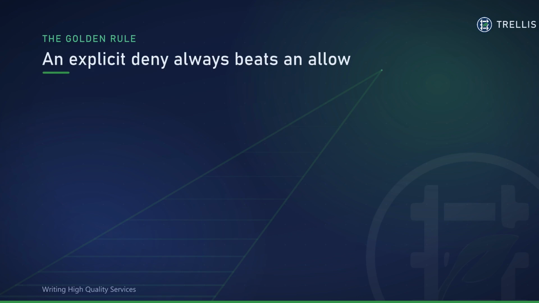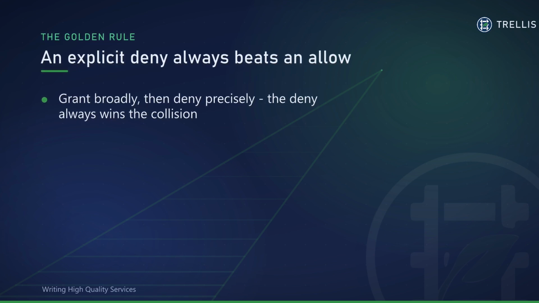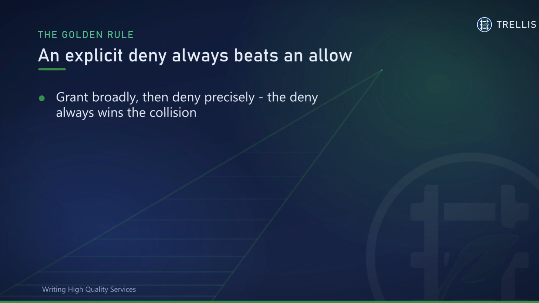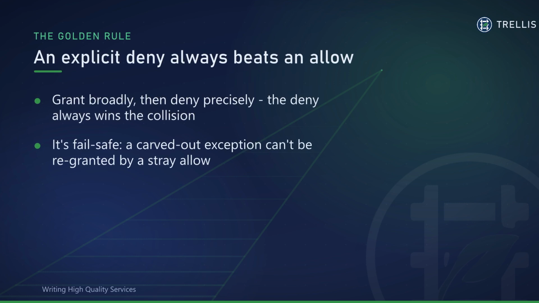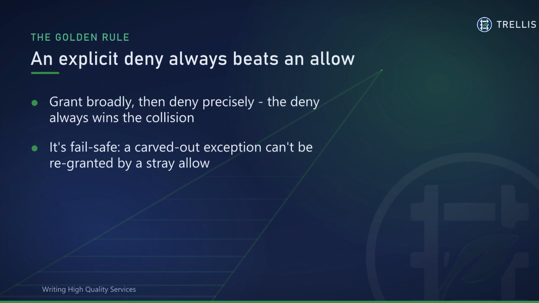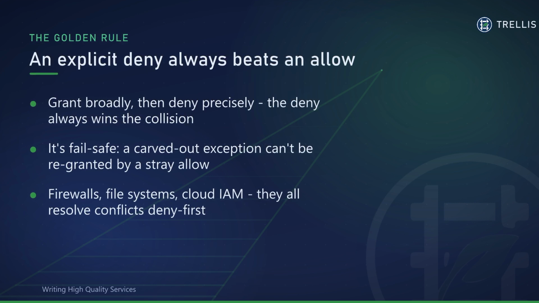Deny overrides allow. You grant permissions broadly. Say, everyone on the team can edit projects, and then you deny precisely, except this one contractor. When those two rules collide on that contractor, the deny wins. Why design it this way? Because it's fail-safe. A deliberate exception, a revocation, a suspension can never be quietly undone by some other rule that grants access. Firewalls do this. File systems do this. Every cloud's permission system does this. Conflicts resolve deny first. It's how you make no actually mean no.